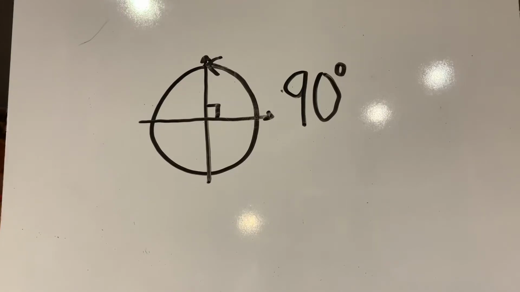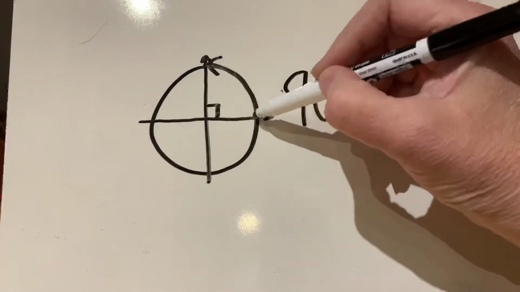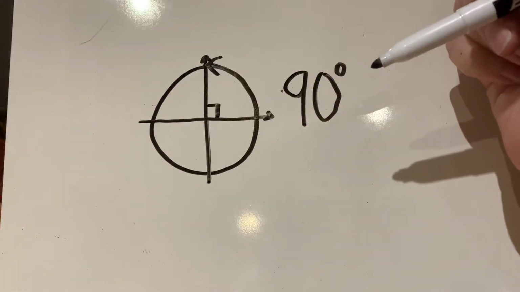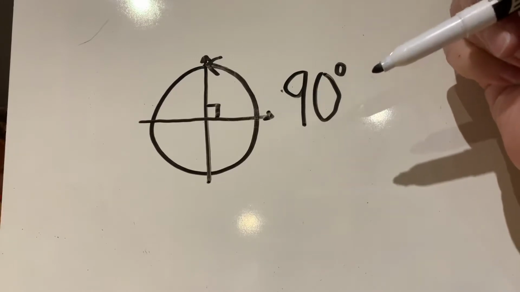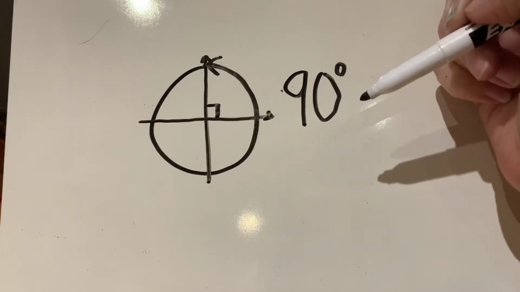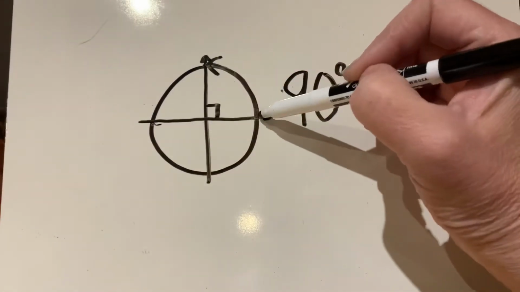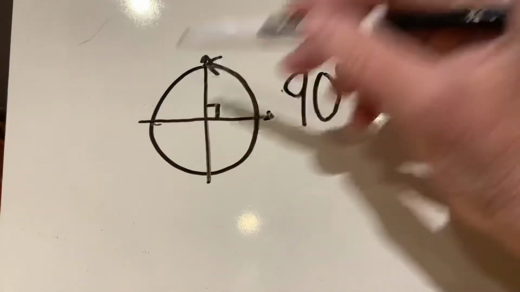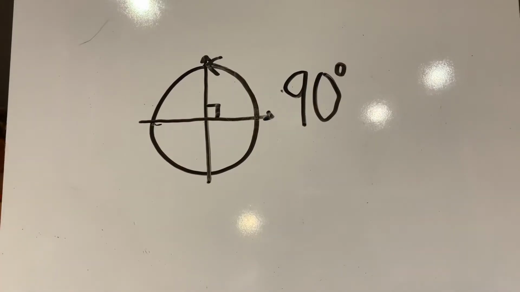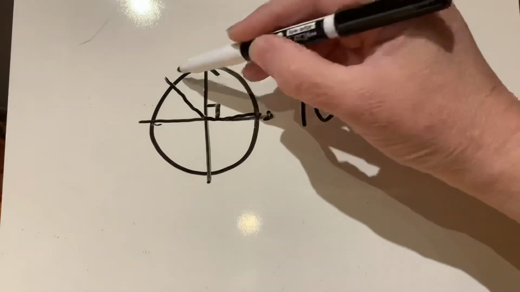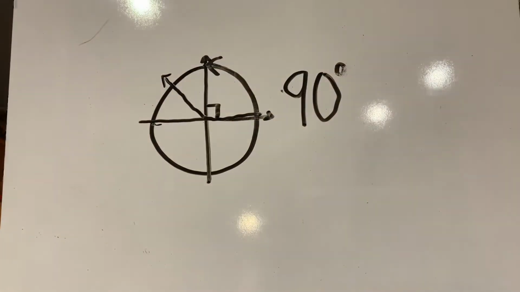Now, an acute angle measures less than 90 degrees. So an acute angle would be somewhere in here. An obtuse angle measures more than 90 degrees, but it is less than 180 degrees. This straight line, so from here halfway around the circle, is 180 degrees. An obtuse angle would be somewhere in here, in this area.